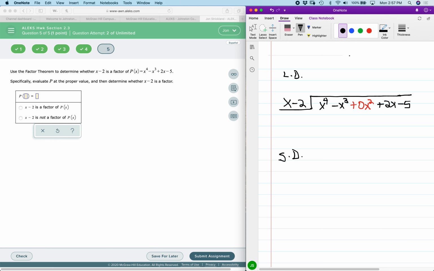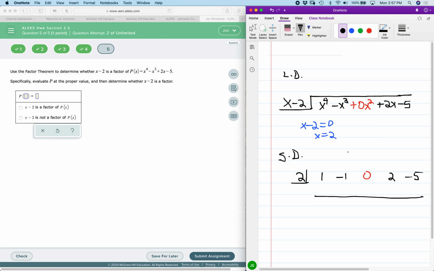For synthetic division, if I take the 0 of x minus 2, I have x equal to 2, and so rewriting x minus 2 in synthetic division, taking the 0 of x minus 2, I have 2. Then we have the coefficients: 1 for x to the 4th, -1 for minus x cubed, 0 for the missing x squared term, 2 for the 2x, and closing out with the constant, which is -5.